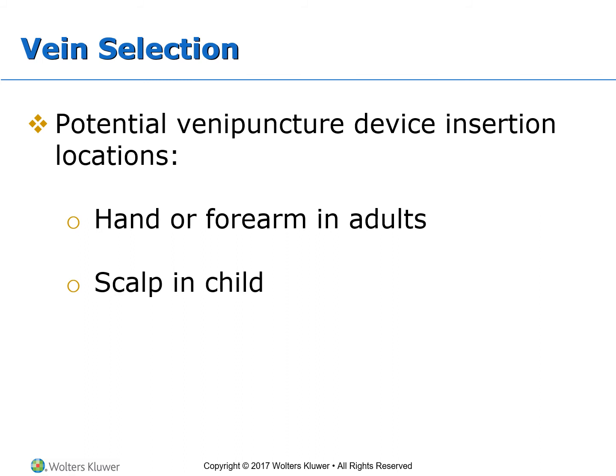A blood pressure cuff can be substituted for a rubber tourniquet. Whichever technique is used, the radial pulse should be palpable to indicate that the arterial blood flow is being maintained. Venipuncture device insertion. Skill 16.3 describes the technique for inserting an over-the-needle catheter within a vein.